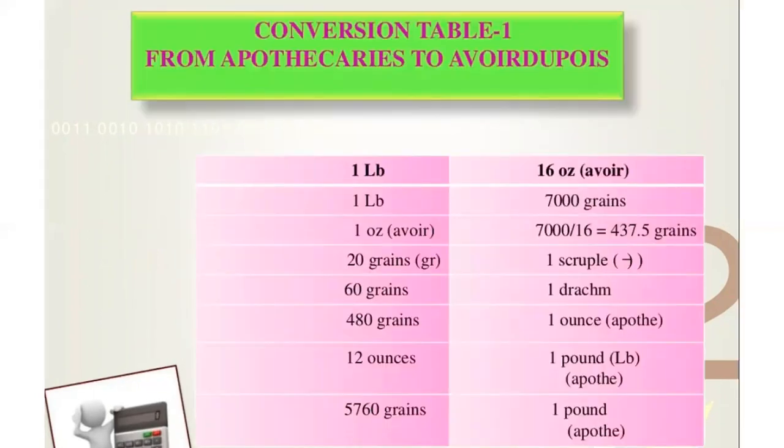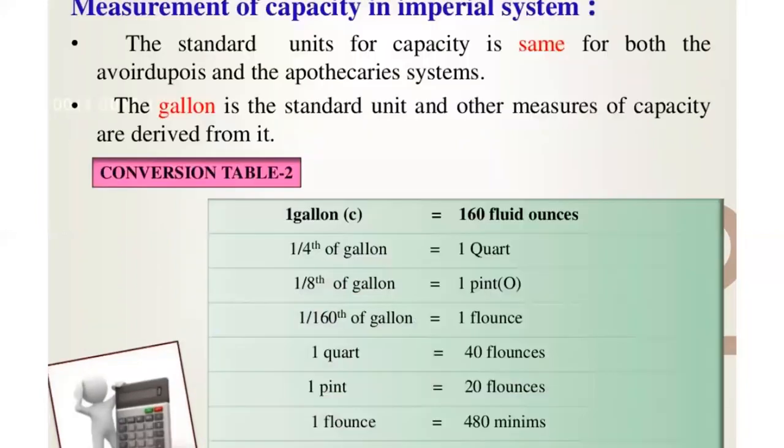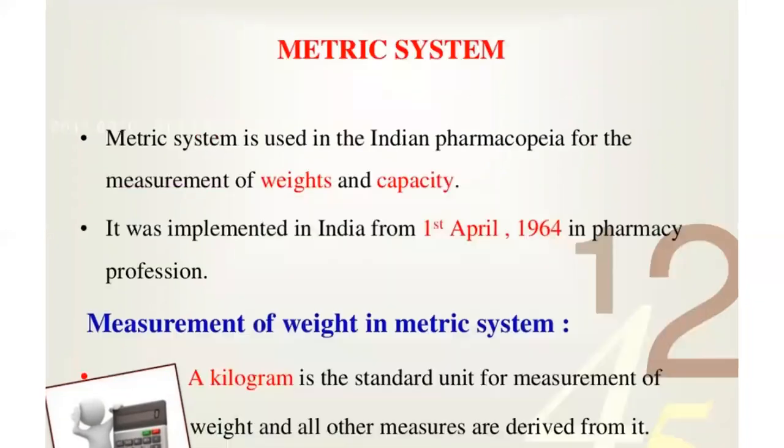Next, you can see the conversion table of the apothecaries to the Avoirdupois system. 1 lb is equal to 7,000 grains. Next, when you consider the measurement of capacity in the imperial system, the standard unit of capacity is the same for both the Avoirdupois system and the apothecaries system. The standard unit for measuring capacity is the gallon. 1/4 of a gallon is called 1 quart.